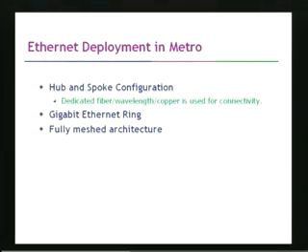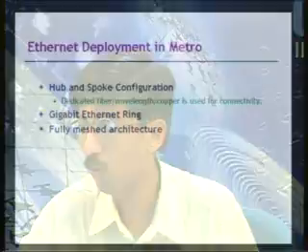Now, Ethernet deployment in the metro can be done in various configurations. You can either have a hub and spoke based configuration. In hub and spoke configurations, there is a switch and from the switch you lay out the connections to the subscriber's home. One can make use of either copper or fiber based networks, depending upon the distances. So one is hub and spoke configuration.